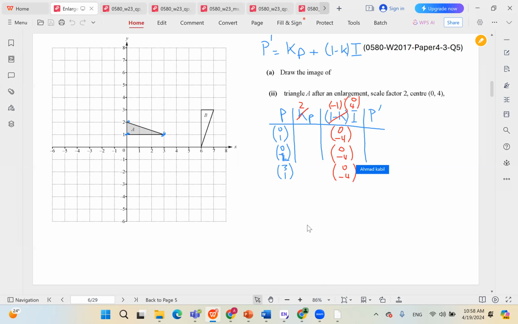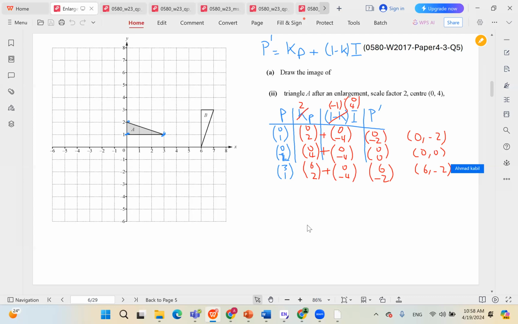Now, 2P means we multiply P by 2. So we have here 0, 2, 0, 4, and finally 6, 2. Now we add these up together. We get 0, -2, 0, 0, and finally 6 and -2. We can convert them back to points. We have 0, -2, 0, 0, and 6, -2.